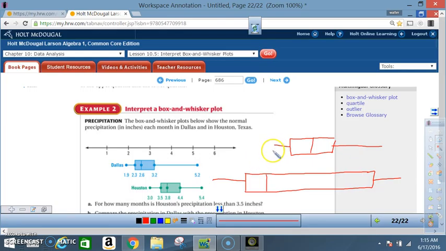Okay, now one thing I want you to take note of is that it doesn't matter what size a box and whisker plot is, the percentages are the same. So the spacing of the segments doesn't matter. For example, from here to here is 25%, 25%, 25%, 25%. From here to here, 25%. From here to here, 25%. From here to here is 25%. And from here to here is 25%.